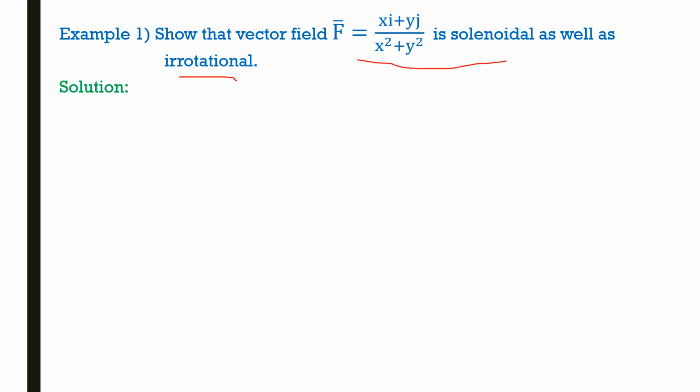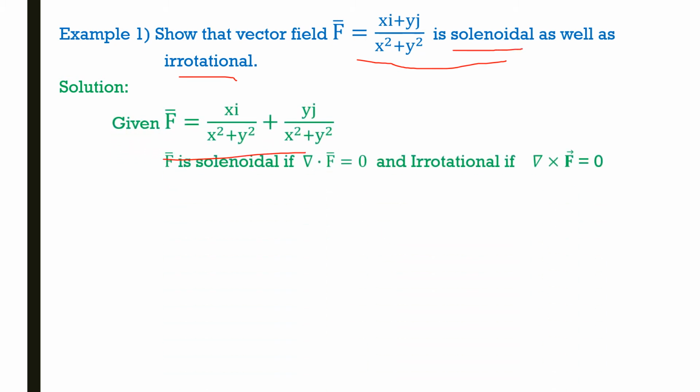So solenoidal means what? Solenoidal means del dot f bar is equal to 0. So given f bar, solenoidal means del dot f bar is equal to 0, and irrotational means del cross f bar is equal to 0. So let's show them one by one. Consider del dot f bar.